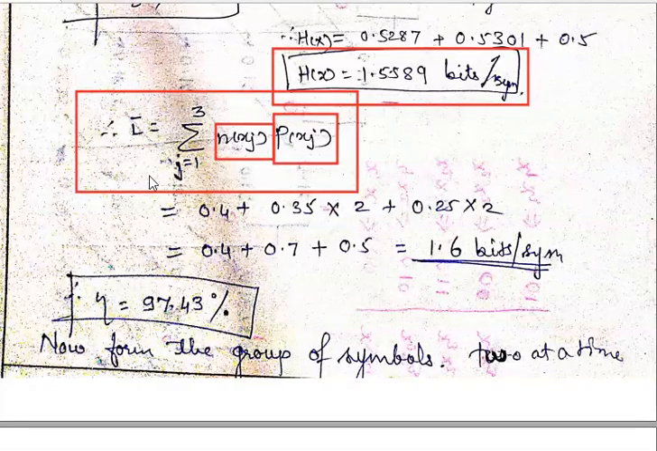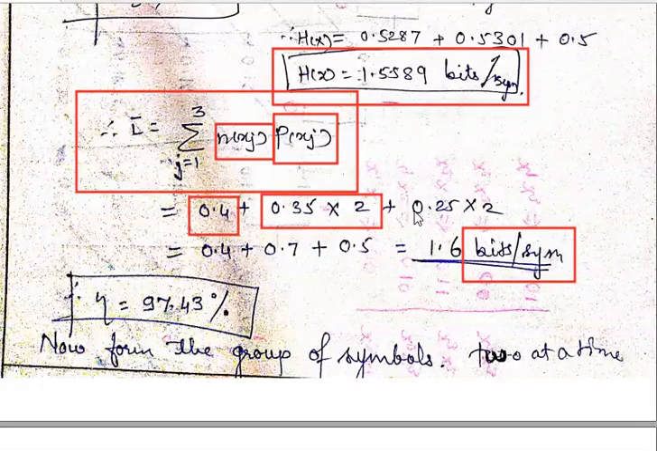Remember here that this L bar will have the same unit as that of the h of x. So L bar is simply the multiplication of the number of bits used for x1, multiplied with the related probability of x1. So it will be nothing but 1 times 0.4, next time it will be 0.35 into 2, next time it is 0.25 into 2. So overall it will give 1.6 bits per message or per symbol.